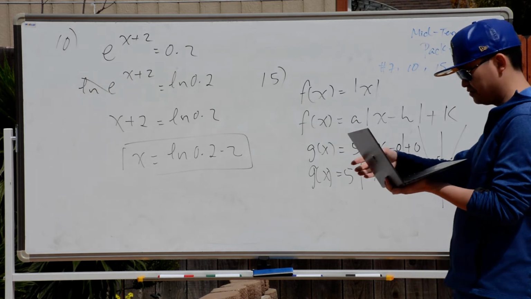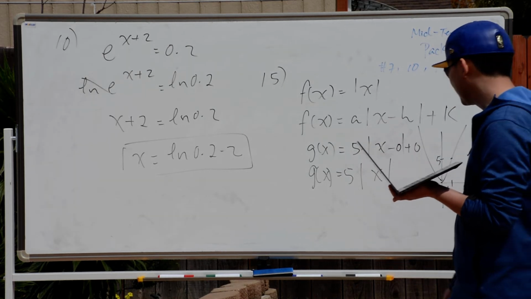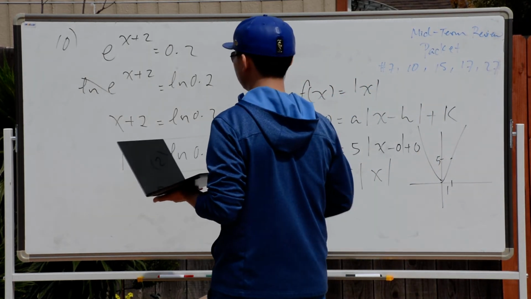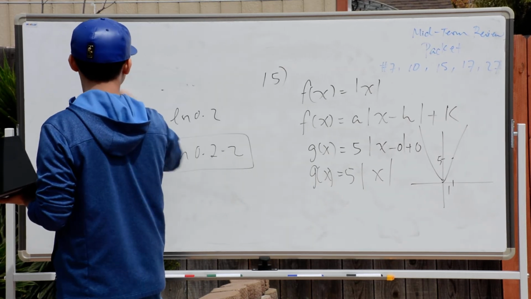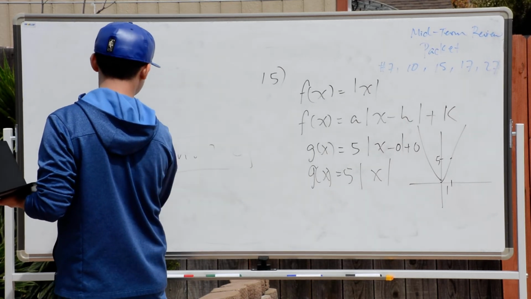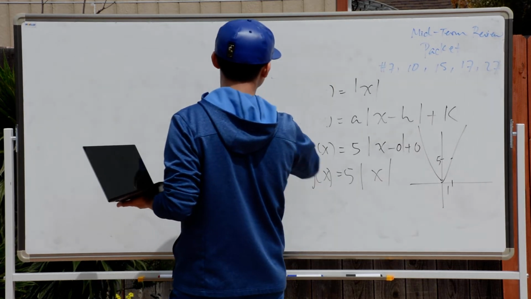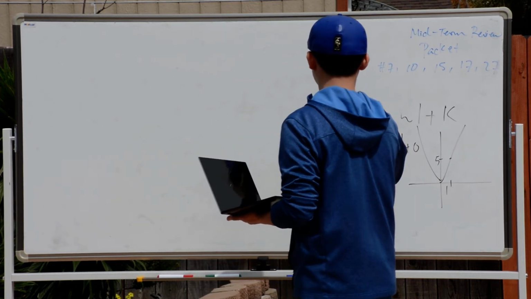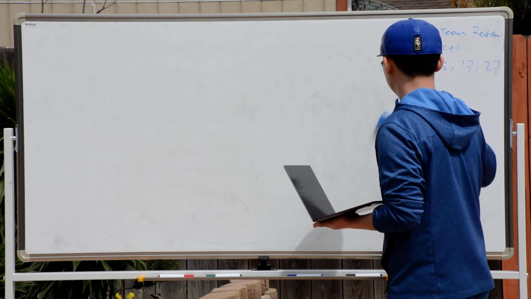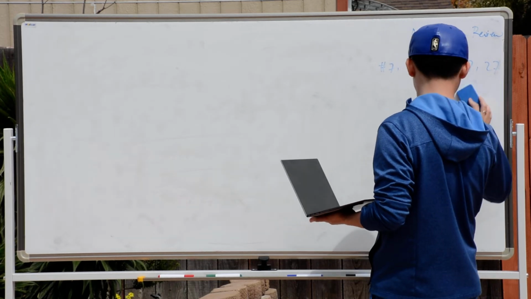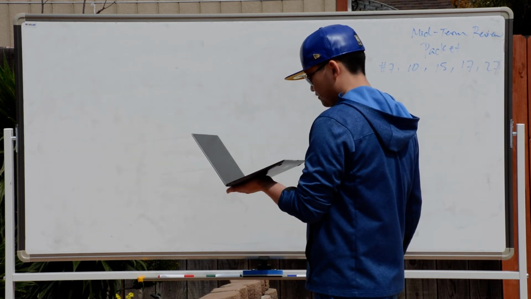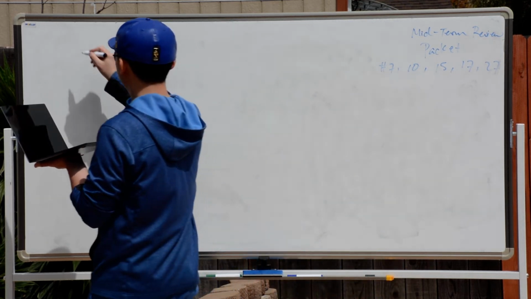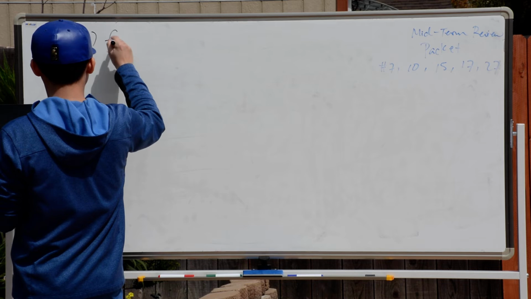And then what about 17? So 17 is about composition. So we'll take a look at that, 17 and 27. Okay, so 17 and 27. Okay, so for number 17, use f of x.